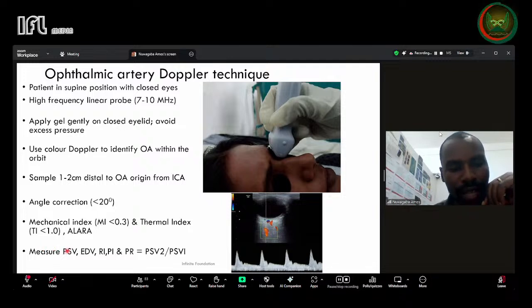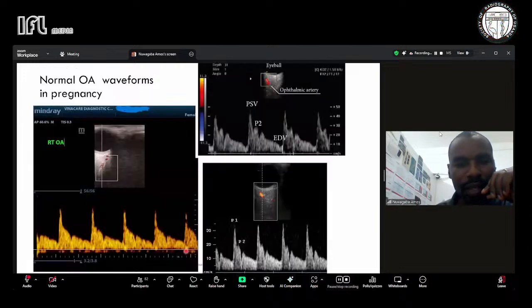The Doppler indices that we are interested in are PSV and diastolic velocity, PI, and the peak ratio. The rest of these, we are familiar with them. However, I think the peak ratio is a new thing, and we usually get it as a ratio of the peak systolic velocity 2 over peak systolic velocity 1, which we are going to see in our subsequent slides.